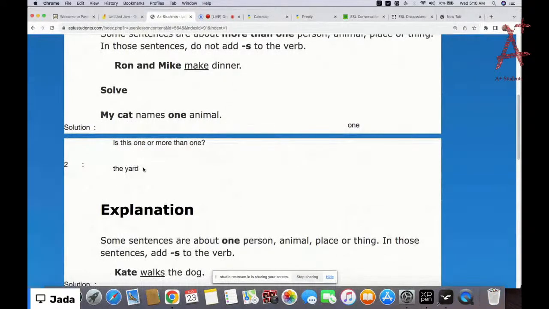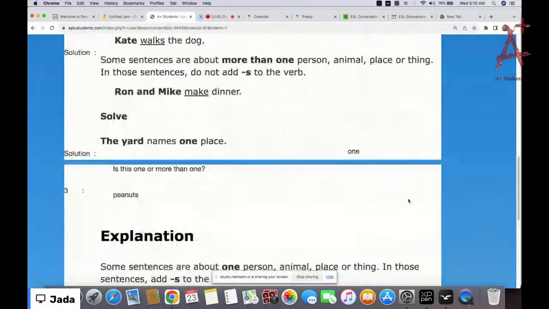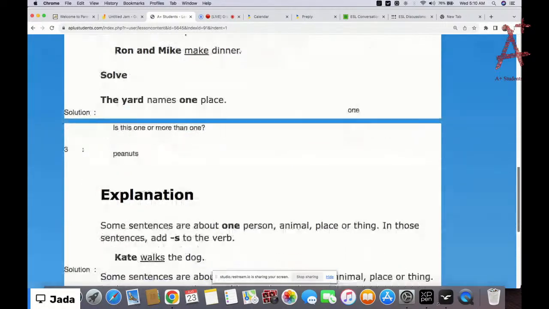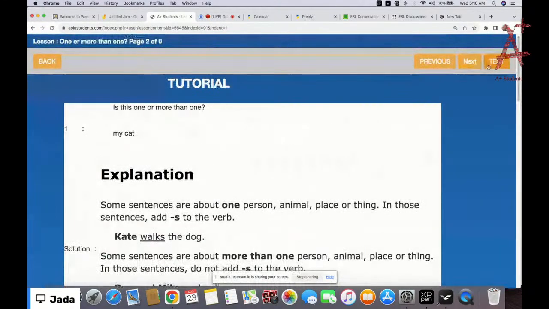Let's see this example. This one says the yard. The yard is only one. It didn't say the yards with s. So it's naming only one yard. And then this one says peanuts. Because it has s, that is naming more than one peanut. It's not only naming one peanut now, it's naming more than one. So that's how it's done, everyone. We will just go to the test now and see.